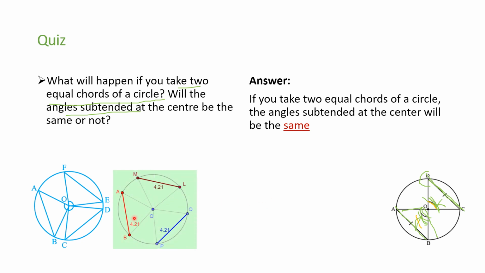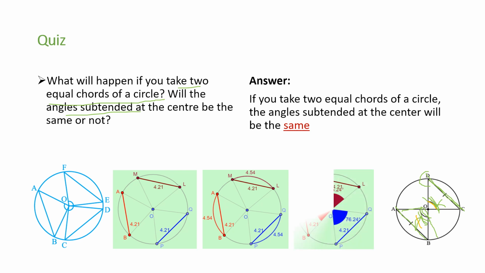Here is a pictorial diagram. Look at this. AB, ML and PQ are say 4.21 units, centimeters, and O is the center of it. What is the observation now? The arcs are also the same. Interesting: same chord length, same arc length. One more interesting thing is the angles are also the same. This angle is equal to this angle is equal to this angle.